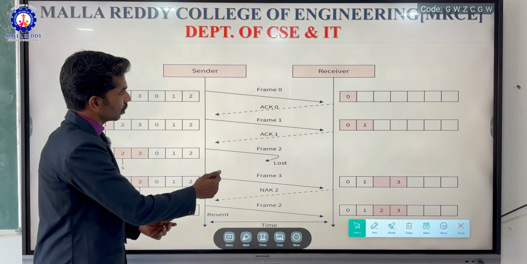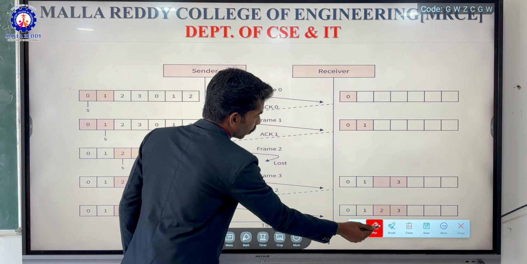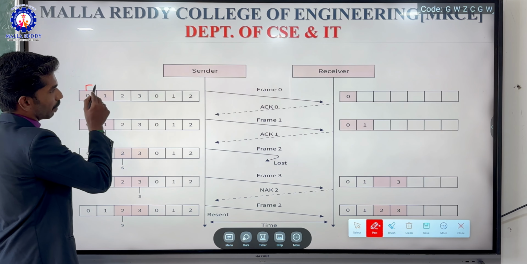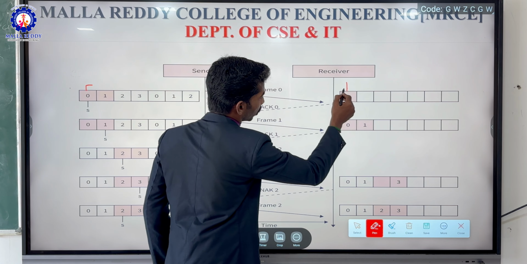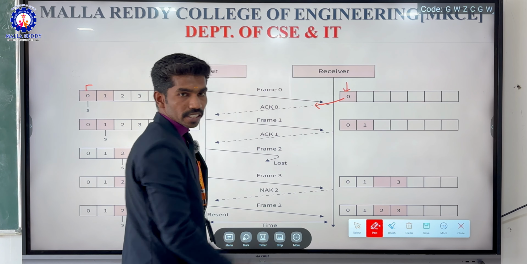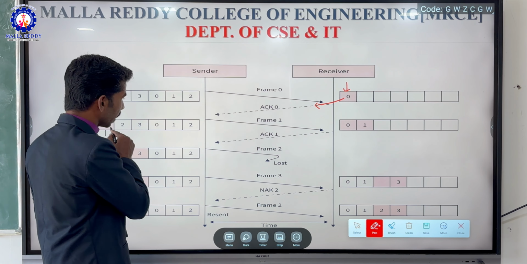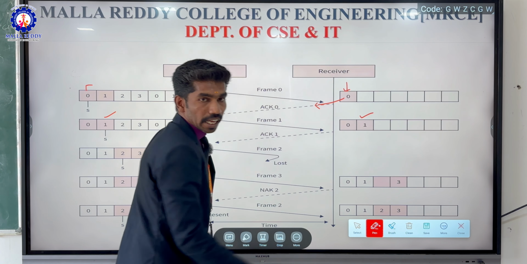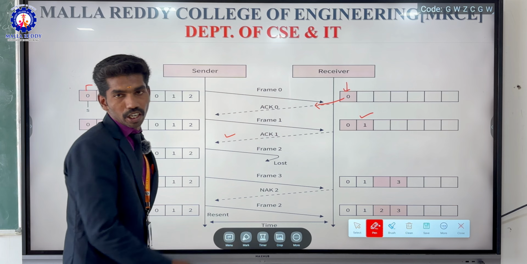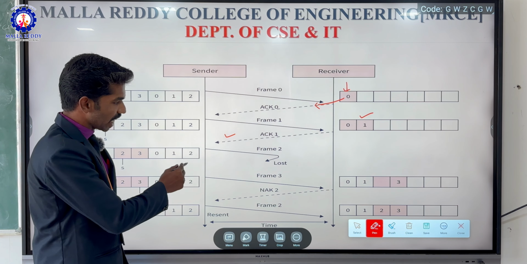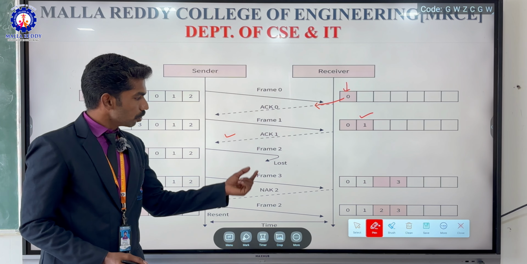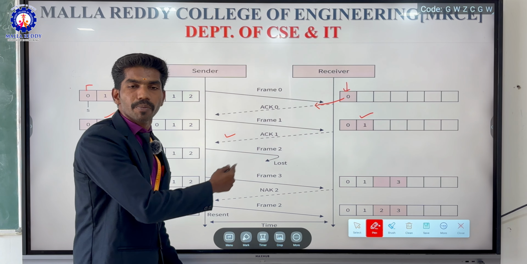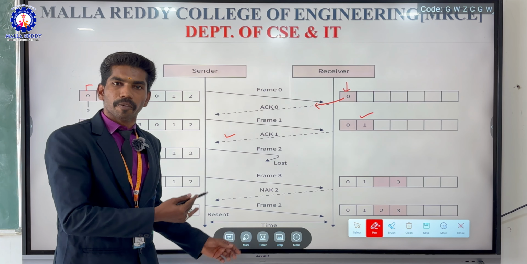For example, in this diagram, we will understand. Take the sender and receiver side. The sender sends the 0th frame, the receiver receives the 0th frame and gives the acknowledgement to the sender. Then the sender sends the first frame, and the receiver receives it and provides the acknowledgement. In the third transmission, the second frame is lost. Here you can see that the sender does not care about the lost frame, because the sender does not know the frame has been lost.